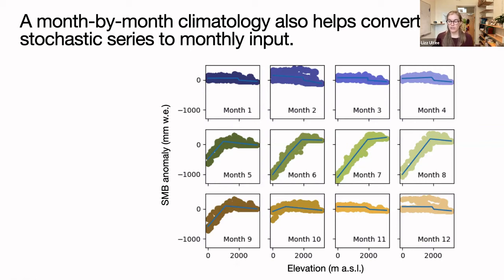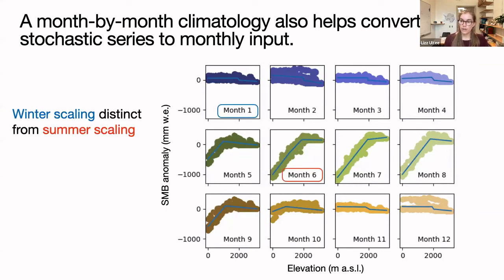So I mentioned this varies in space as well as in time. And here I'll just highlight that the winter scaling, for example, month 1, January, is different from the scaling that we would use in the summer, month 6. So this allows us to take our annual catchment aggregated time series from the stochastic generator and produce a local grid scale monthly series that the ice sheet model can actually use.